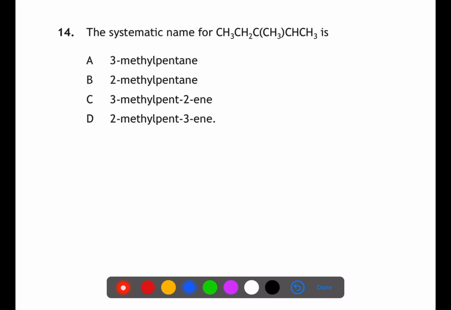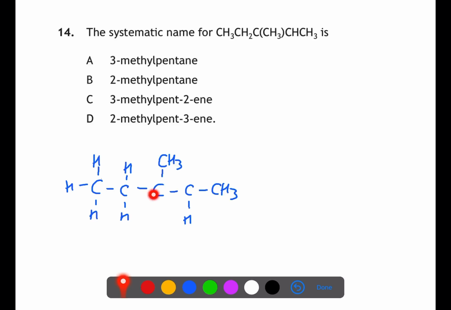The systematic name for this is what? The best way to tackle this is to draw out the full structural formula. Here we have CH3 joined to CH2, joined to a carbon, which has a CH3 branch, joined to a carbon with a hydrogen, and then a CH3. As we can see here, these carbons only have 3 bonds.